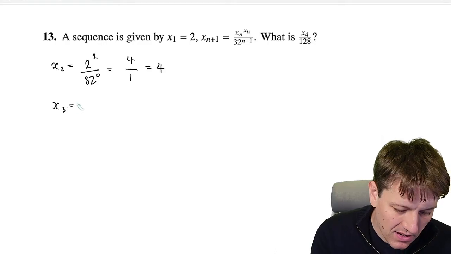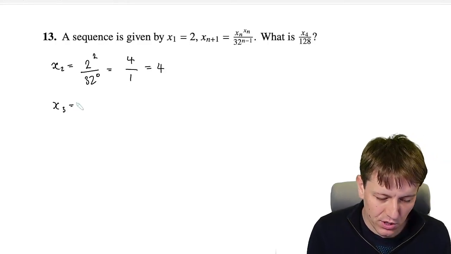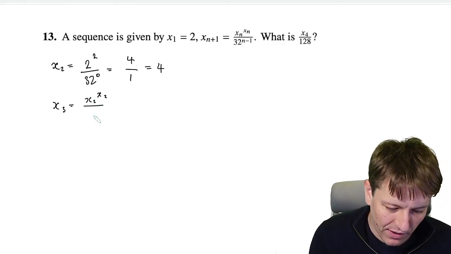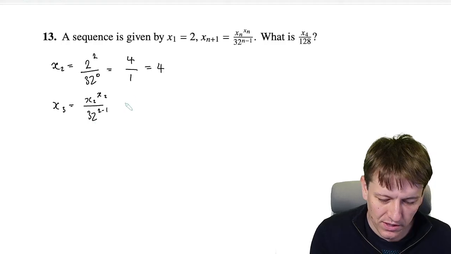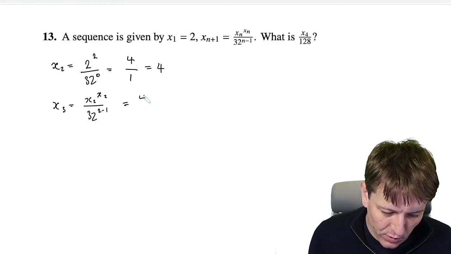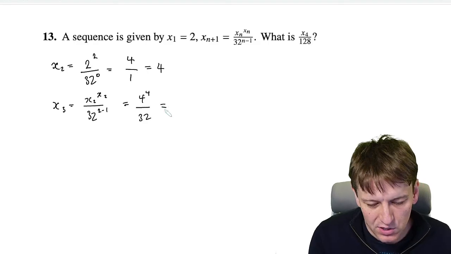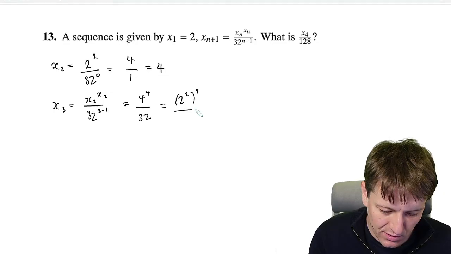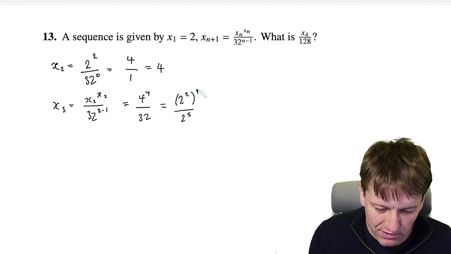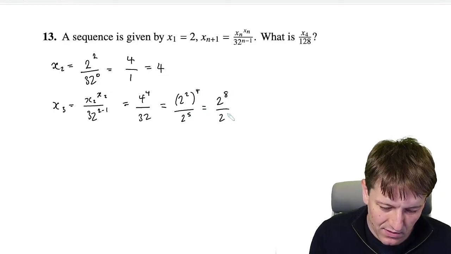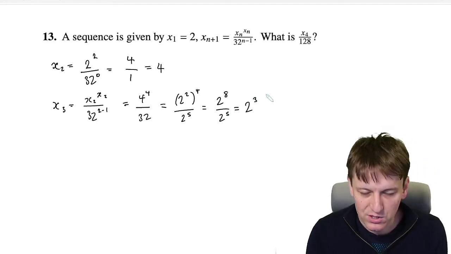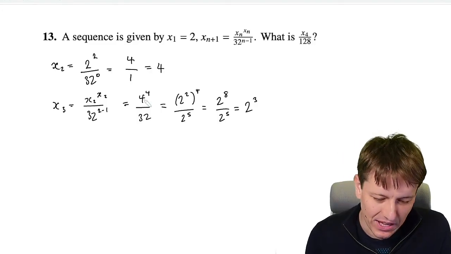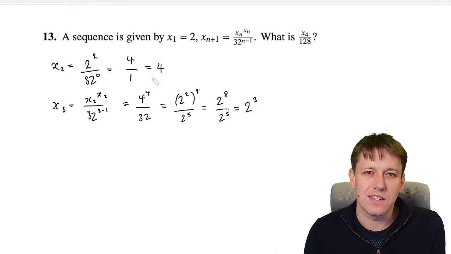So for x3, I've got n equals 2, so I've got x2 to the power of x2 divided by 32 to the 2 minus 1, so that's 4 to the power of 4 over 32. And at this point, you might want to keep things as powers of 2, so this is 2 squared to the 4, and 32 is 2 to the power of 5, so this is 2 to the 8 over 2 to the 5, which is 2 cubed, or you could work out that it was 8 in another way if you wanted to, just do 4 to the 4 is 256 or something like that.